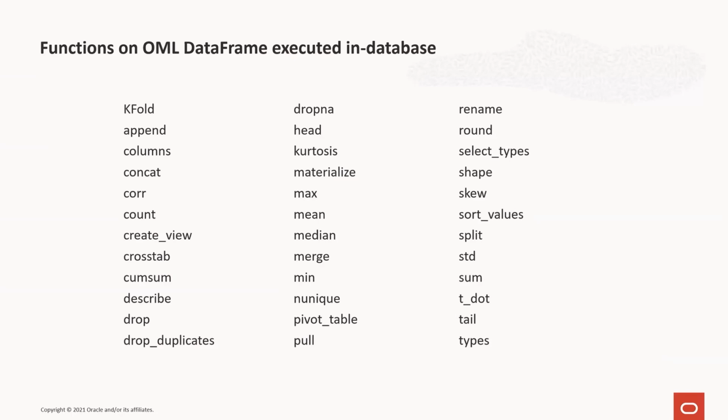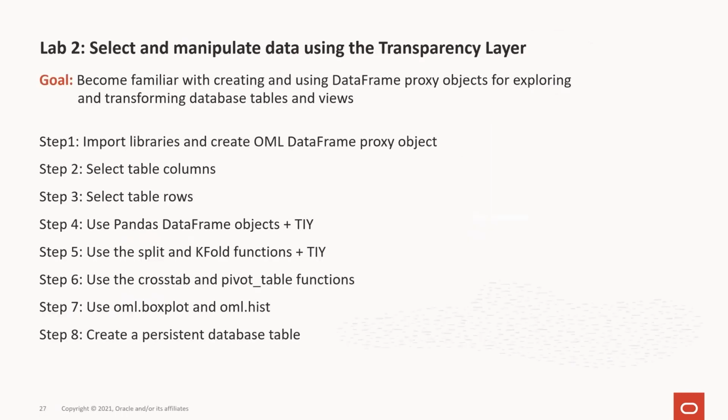In its first release, OML for Pi provides these overloaded functions that operate on OML data frame proxy objects. The goal for Lab 2 is to become familiar with creating and using data frame proxy objects for exploring and transforming database tables and views. Take the next 15 minutes to work through the steps of this notebook.